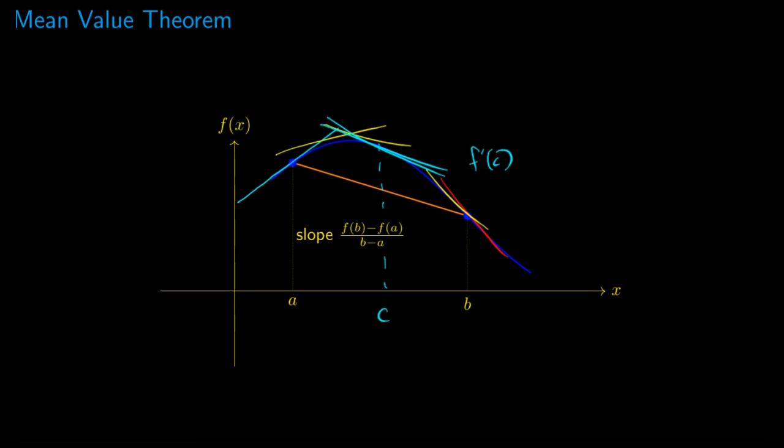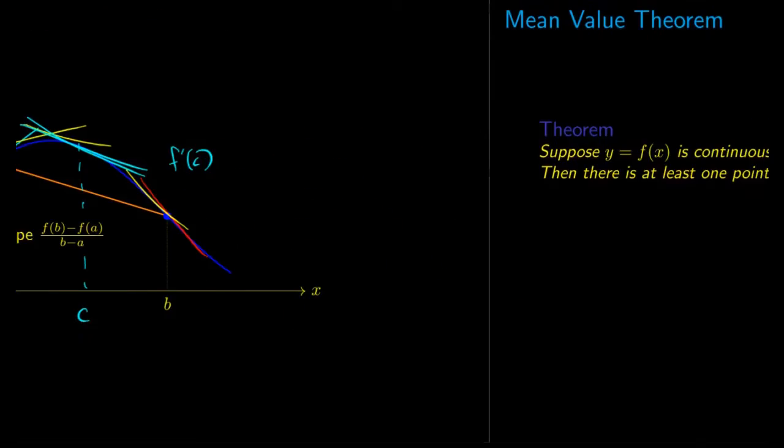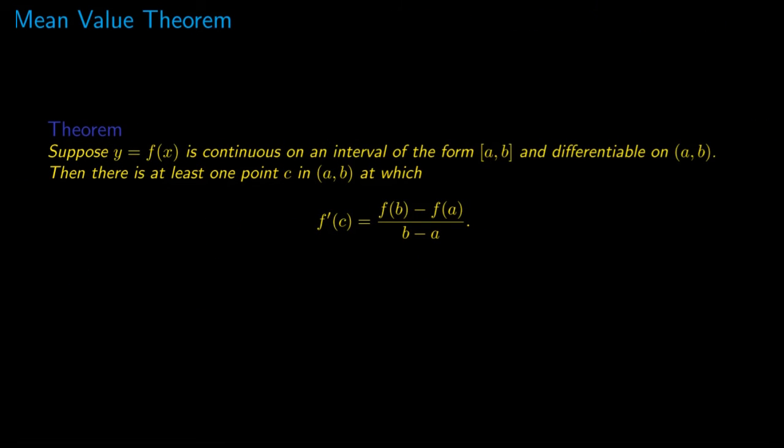Let's look at the written out theorem. So here we are, theorem. Suppose y equals f of x is a continuous function on an interval of the form a to b and differentiable on the open interval a to b. So that's what we had before in our picture. Then there's at least one point c, that's the one we found in our picture, in that interval in between a and b at which f prime of c equals f of b minus f of a over b minus a, which is the average rate of change.